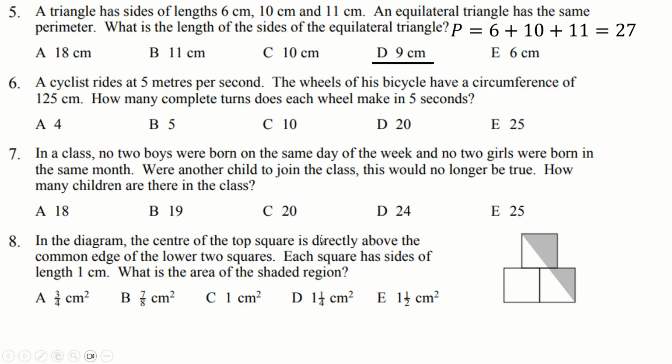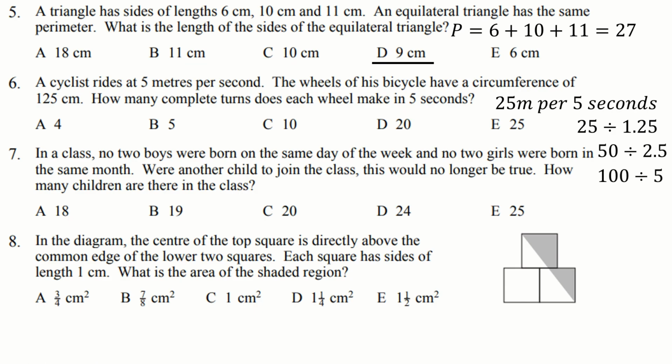5 meters per second. Now, the question is about 5 seconds. The first thing I did was just times this up to make 25 meters in 5 seconds. And then I can just do 25 meters divided by 125 centimeters. Now, 125 centimeters is 1.25 meters. So I'm actually doing this division here. Double both of them because you're allowed to do that in division, and then double both of them again because you're allowed to do that in division. And the answer is clearly 20.